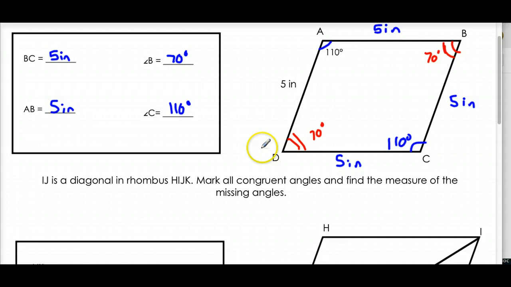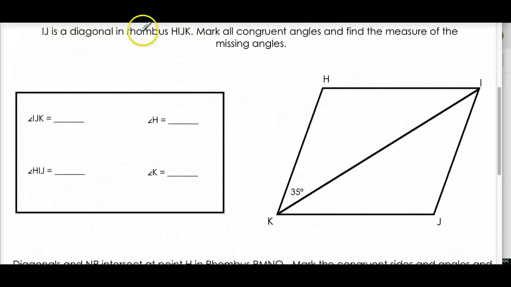Sweet! Moving along. IJ is a diagonal of rhombus HIJK. Mark all congruent angles and find the measure of the missing angles. Fair enough, we can do that. Let's start over here, with this angle and this angle. Well, what do we know? We know that this diagonal bisects the angle, meaning it cuts it into two congruent pieces. So if this is 35 degrees, we also know this is 35 degrees.